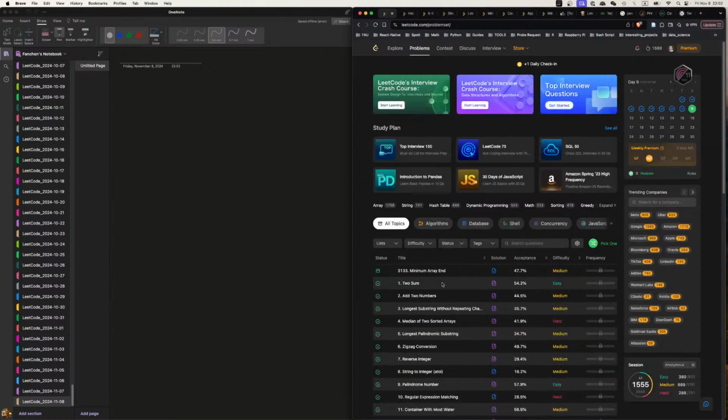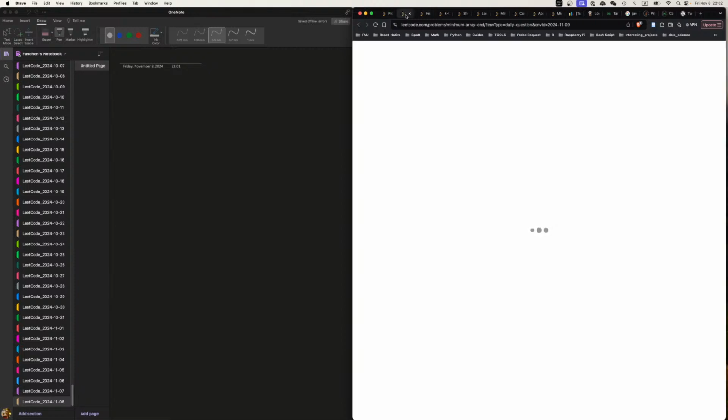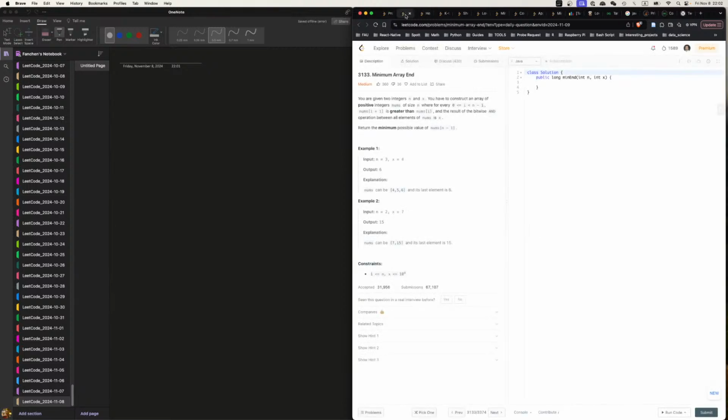Alright, let's do it. Minimum array. You're given two integers, n and x. You have to construct an array of positive integers, nums, of size n, where for every position, nums[i + 1] is greater than nums[i], and the result of the bitwise AND operation between all elements of nums is x. Return the minimum possible value of nums[n - 1].